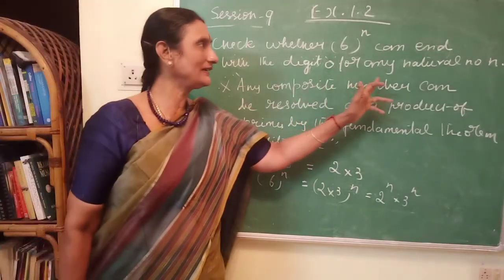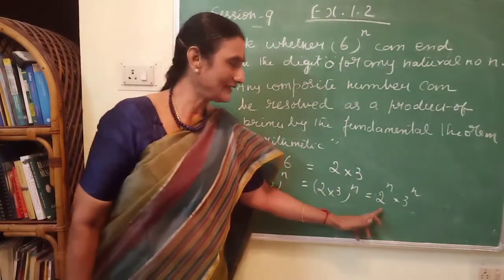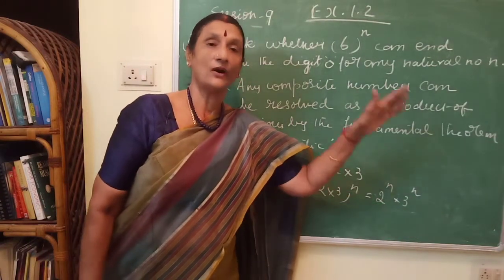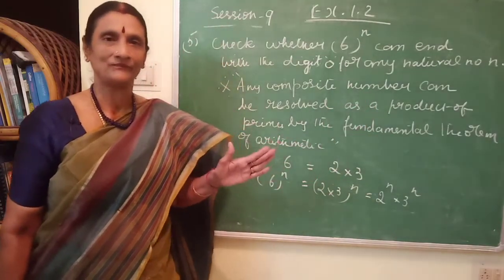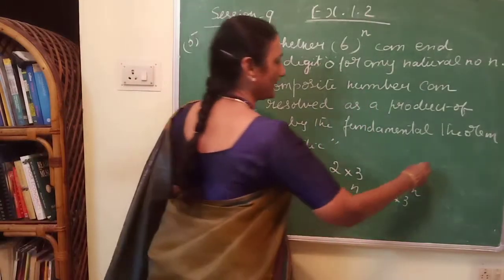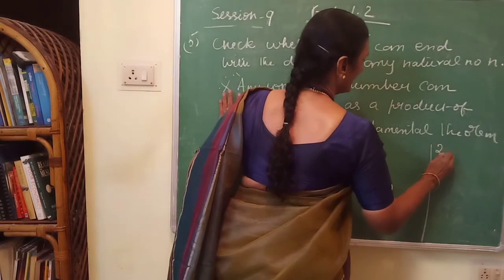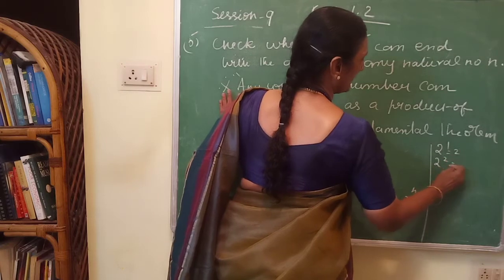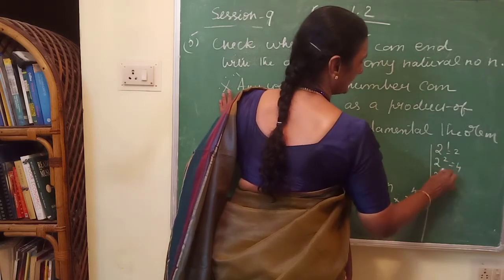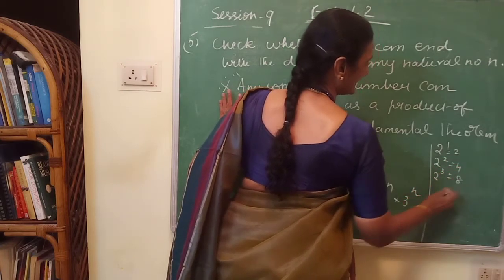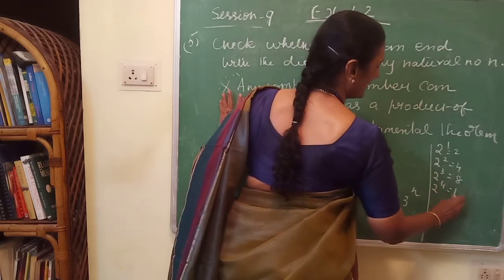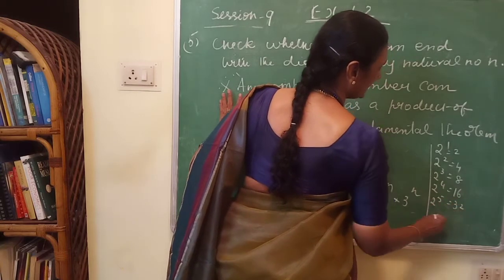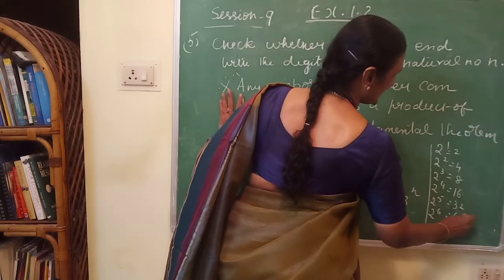If we want the ending digit to be 0, either this should have an ending digit 0 or this should have an ending digit 0. Now we have to examine that. So I am writing here: 2 power 1 gives you 2. 2 power 2 gives you 4. 2 power 3 gives you 8. 2 power 4 gives you 16. 2 power 5 gives you 32. 2 power 6 gives you 64.